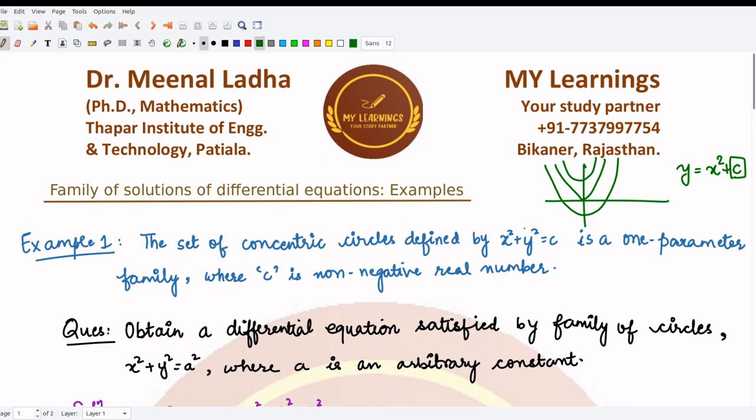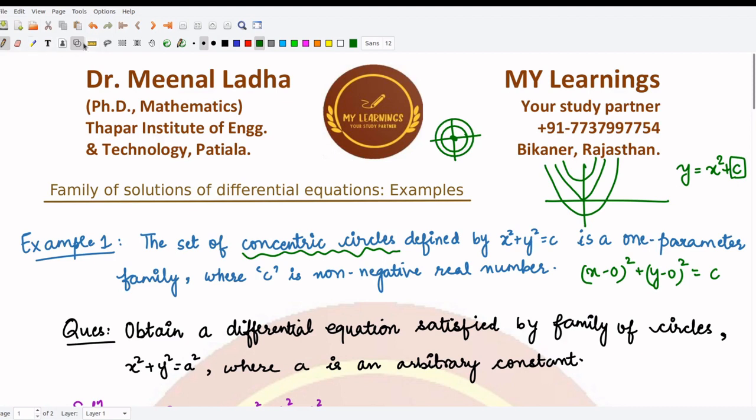So here also, in this case, you have various concentric circles, with the center at (0, 0): (x minus 0) square plus (y minus 0) square is equal to c, where c is also some real number, the square of some quantity. Taking this as the center, you can draw various circles. All of these circles are concentric in nature, and all such circles form the family of circles.